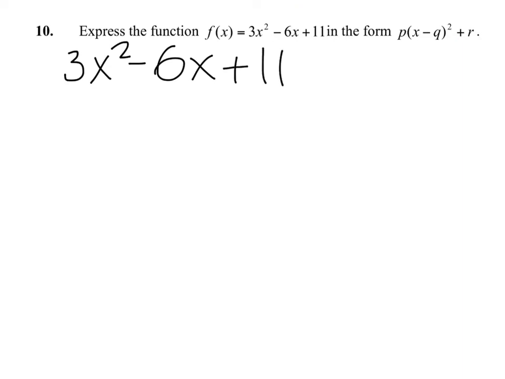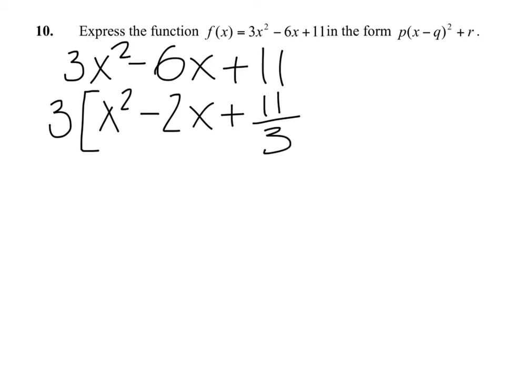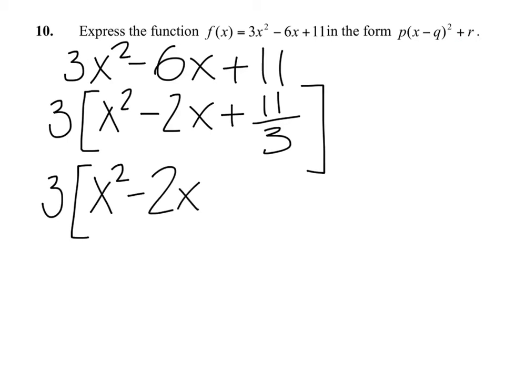So what we need to do first of all is take out a common factor. So 3 outside the bracket, x squared minus 2x. Then the tricky bit is trying to force a common factor out when we have 11. So we need 11 over 3 inside to make that happen. Now, putting our square bracket down again, we have x squared minus 2x. Then we would expect it to say plus 1.